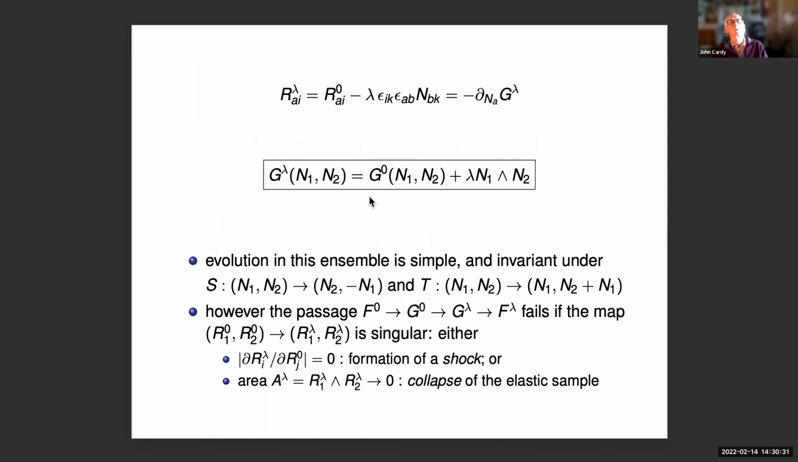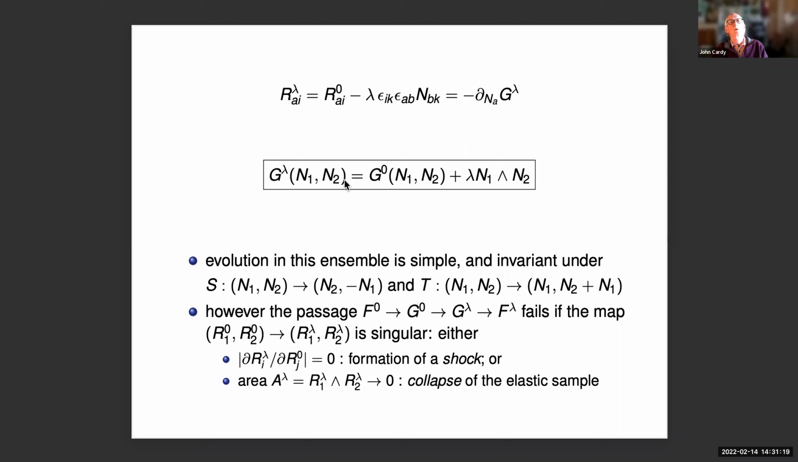Now, in our case, we know that in the fixed n ensemble R of lambda evolves in this linear way. And so this has to be this. Therefore, this basically tells us how the free energy in the fixed stress ensemble evolves. It evolves in this very straightforward way. So this is explicitly modular invariant because what S and T do in the fixed stress ensemble is very simple. And this is explicitly invariant as long as this thing is.